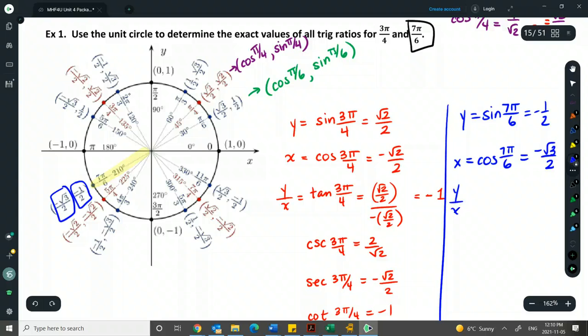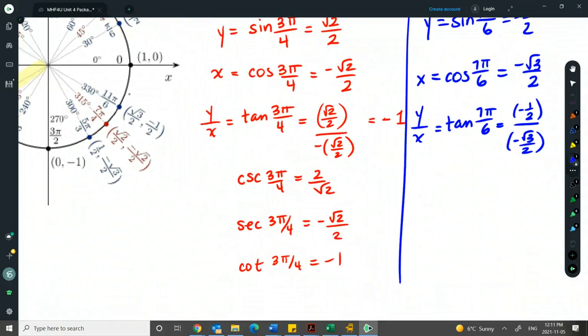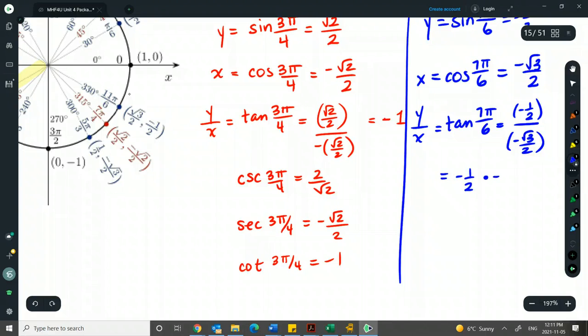And then remember, tan is y over x. So if I want to find tan at that location, I will do y, which is negative 1 over 2, over x, which is negative root 3 over 2. Okay, flip and multiply, guys. Times negative 2 over root 3. So I'm just flipping this guy and multiplying. The 2's will cancel. Negative times negative is a positive, and I'm going to be left with positive 1 over root 3 for tan.